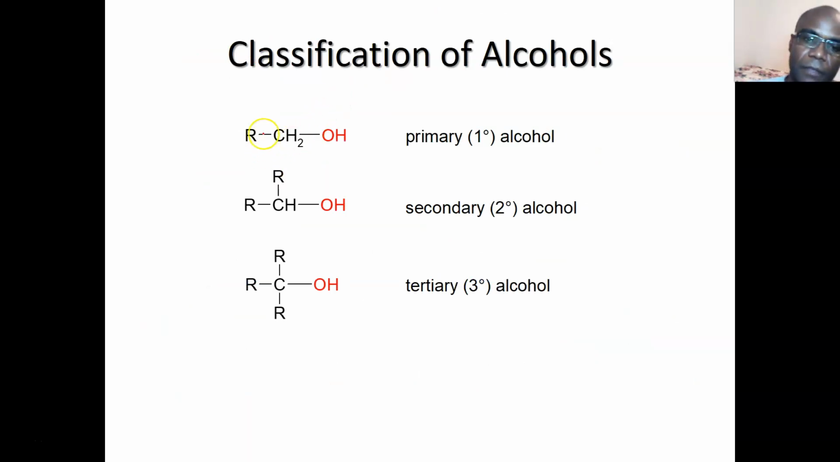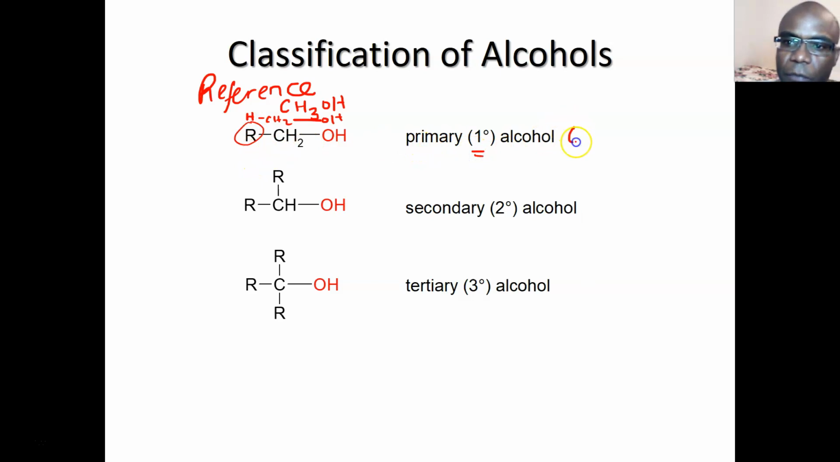Okay, so what are the types of alcohols? The reference alcohol is going to be methanol. Again, I would want to write methanol like this. Why? Because we want to replace the first hydrogen with a carbon structure, then it becomes a primary alcohol. Example of a primary alcohol is ethanol.